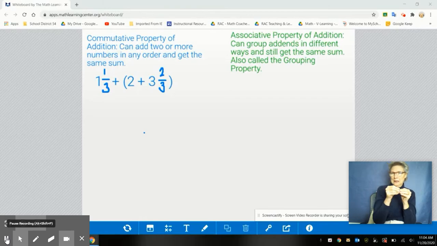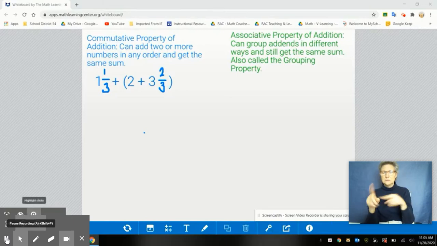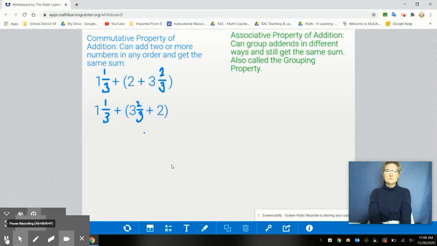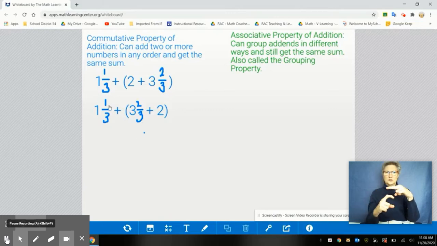So what I'm going to do is reorder this as 1 1/3 plus, my parentheses, 3 2/3 plus 2. All right, so I've rewritten that. Now you might be thinking to yourself, why did we change the order of the 2 and the 3 2/3? Well, the order changed so that the mixed numbers whose fraction parts add to 1 are next to each other. So the 1/3 and the 2/3. Now I can easily mentally add all of this together.